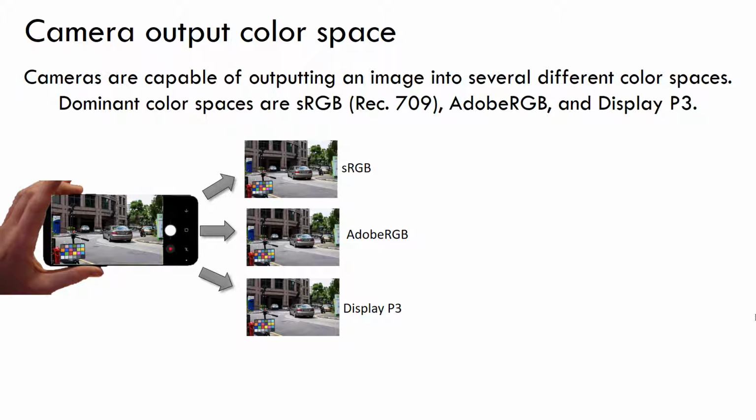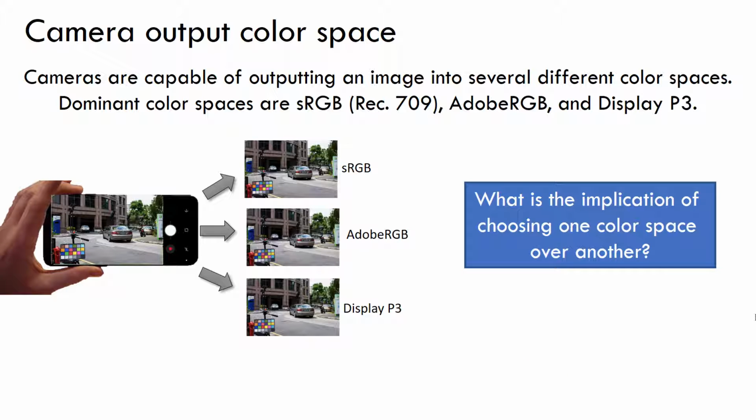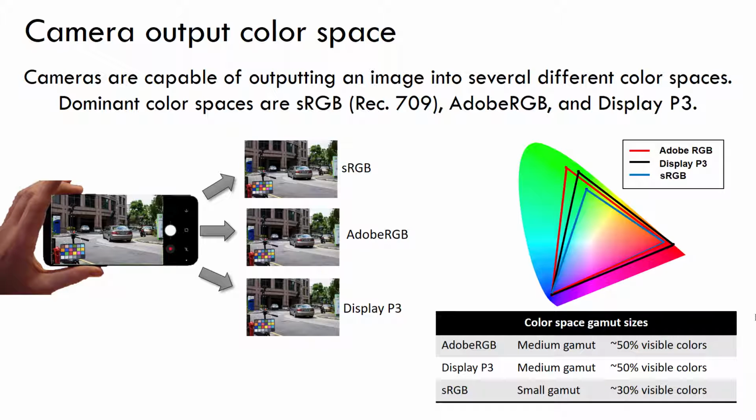So when you capture an image on your camera, it's capable of outputting the image into several different color spaces. And right now in the industry, there's really three dominant color spaces that are being used by cameras: sRGB, Adobe RGB, and Apple's new Display P3. Some cameras, especially DSLRs, will let you select between sRGB and maybe Adobe RGB. Now, what are the implications of choosing one color space over another? There are several pros and cons, but the one we want to focus on is in terms of the gamut.